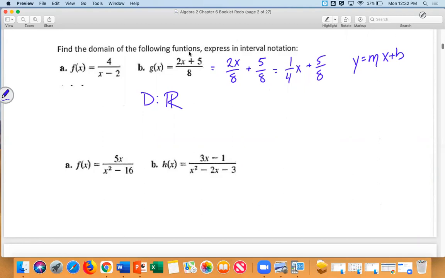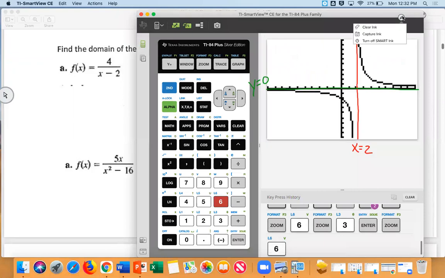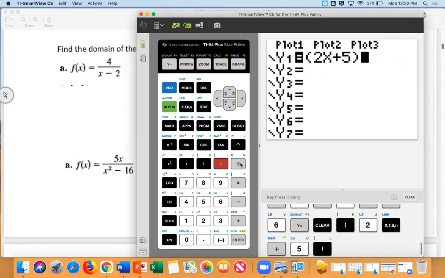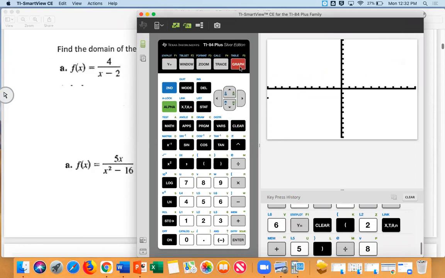So here, my range would be all reals as well, because I don't have any issues. I'm not dividing by 0. I don't have square roots, so I'm not taking the square root of a negative number. Now to prove it to you, and this is why the calculator is pretty handy, type it in. Go to y equals, parentheses, 2x plus 5 divided by 8. Hit graph. Look at the graph.